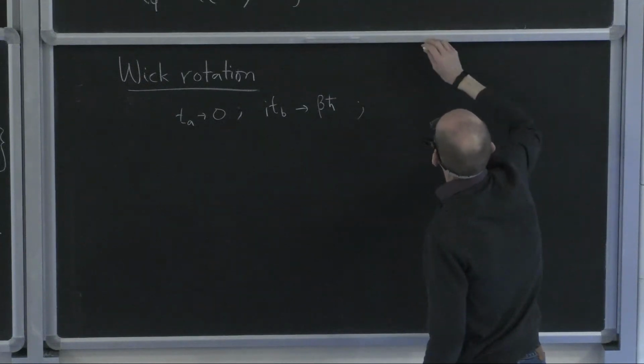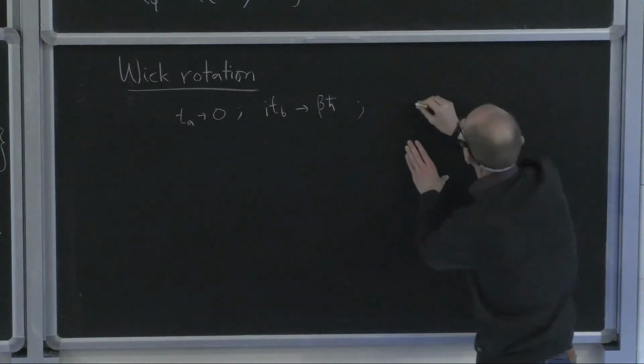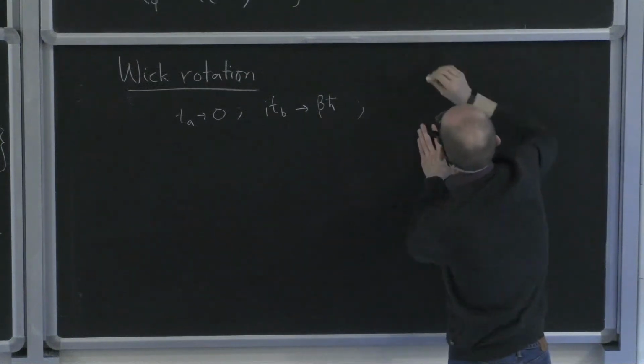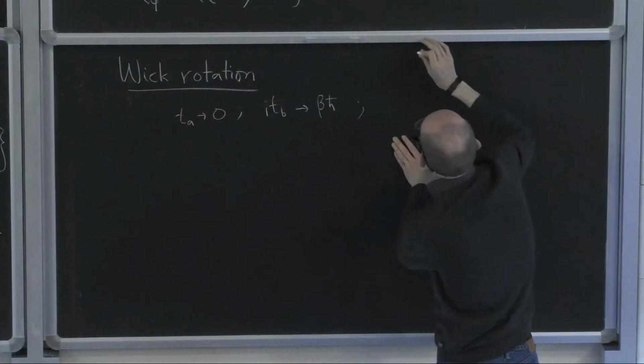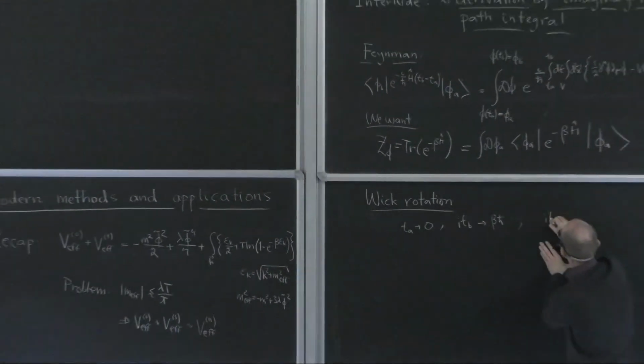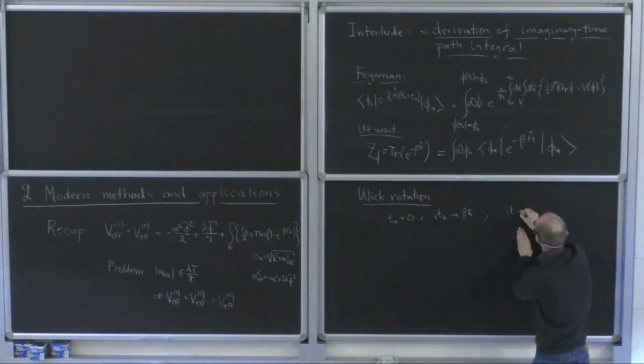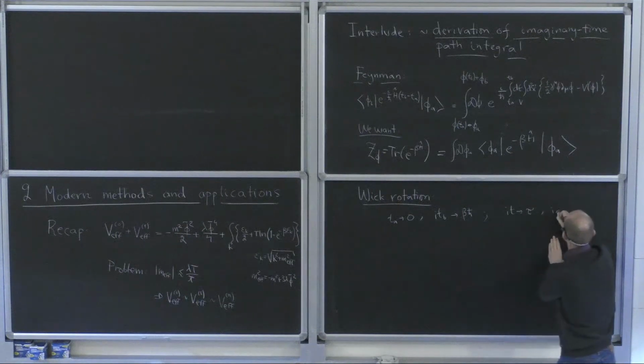And now on the right-hand side, I do a similar thing. So I will call i times t, I'll substitute that to tau. And similarly, i dt to d tau.